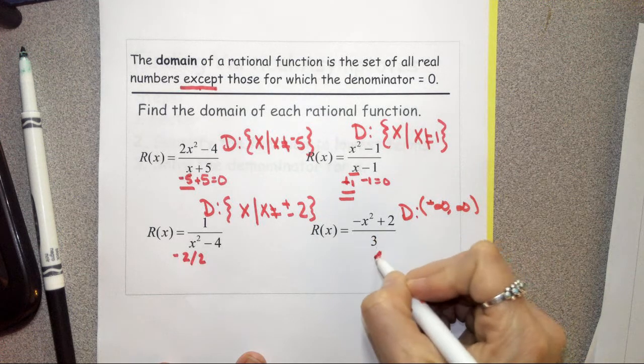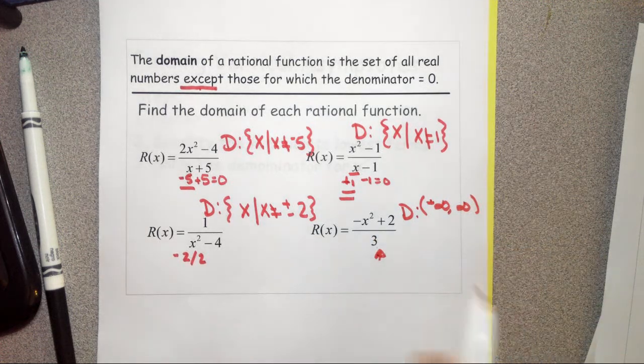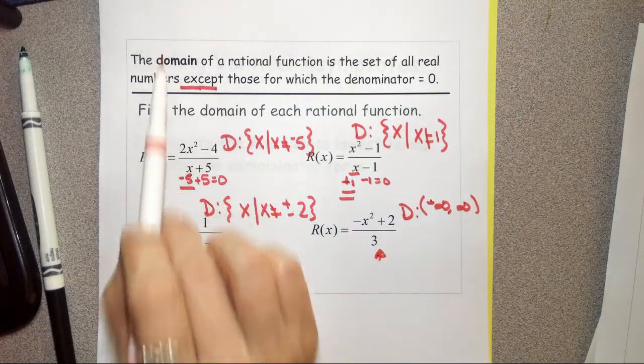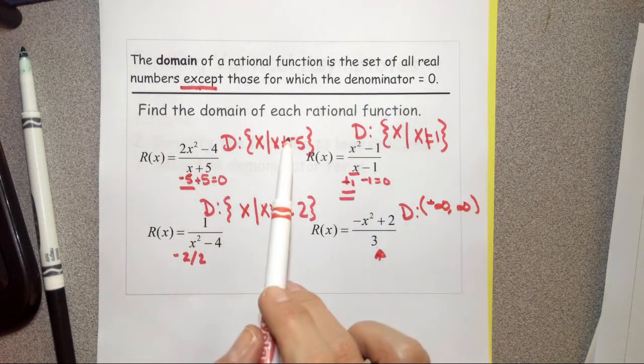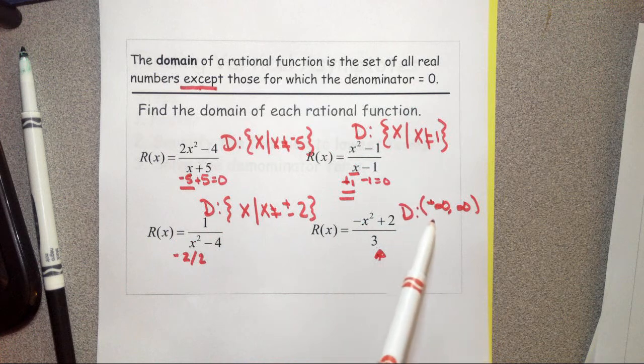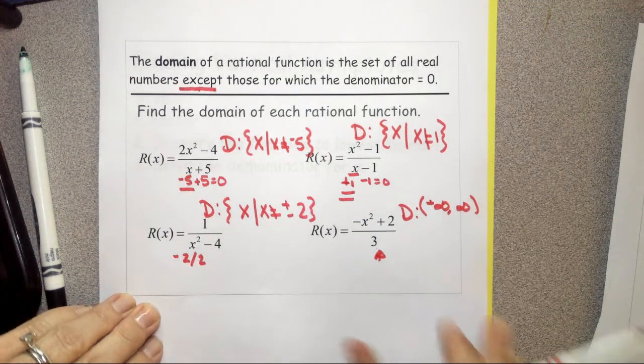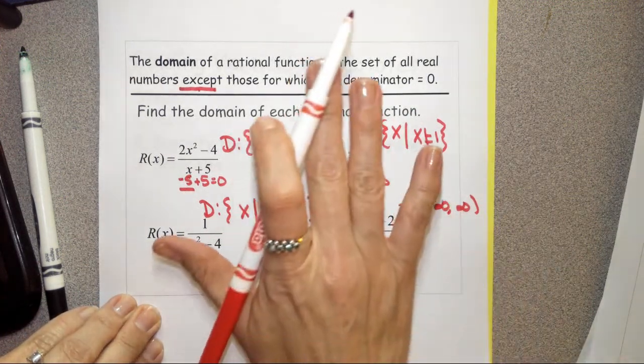There's nothing that could make the bottom number be 0. So when I'm asking you to find the domain, you're looking for what numbers make the denominator equal 0, and those are the answers that I cannot have. Okay, so we've done graphing and we've done domain.